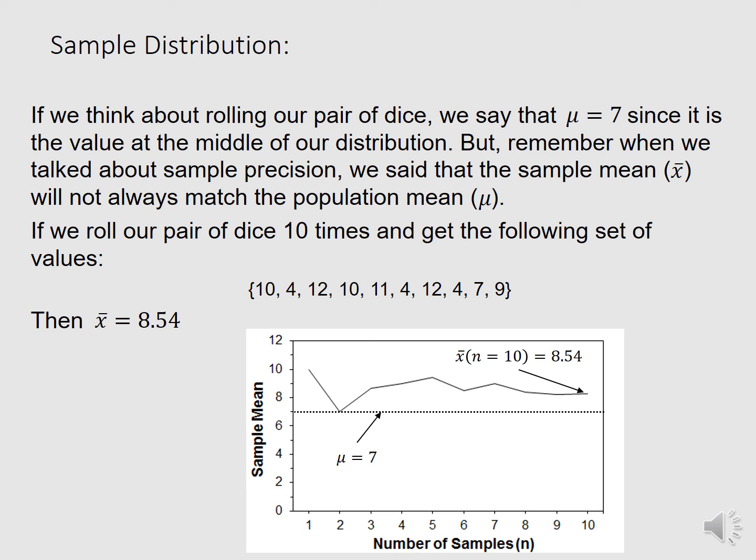Now, if we look back at our pair of dice and their possible outcomes, we said the population mean equals 7, since it is the value at the middle of our distribution. However, remember we said when talking about sample precision that the sample mean will not always match the population mean. If we roll a pair of dice 10 times as a sample, we get the following set of values: 10, 4, 12, 10, 11, 4, 12, 4, 7, 9. If we calculate the sample mean from these, we get 8.54, which definitely deviates from our population mean of 7.